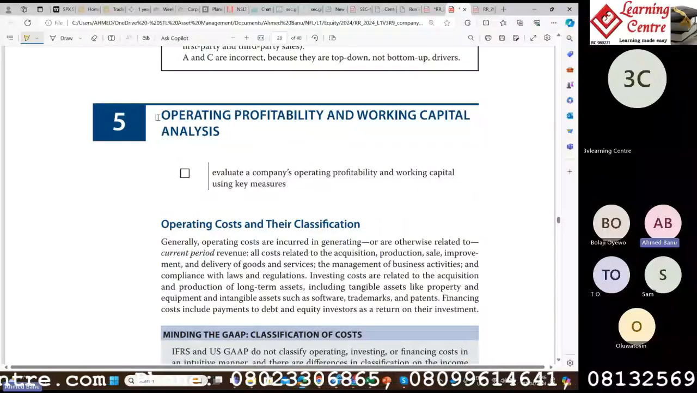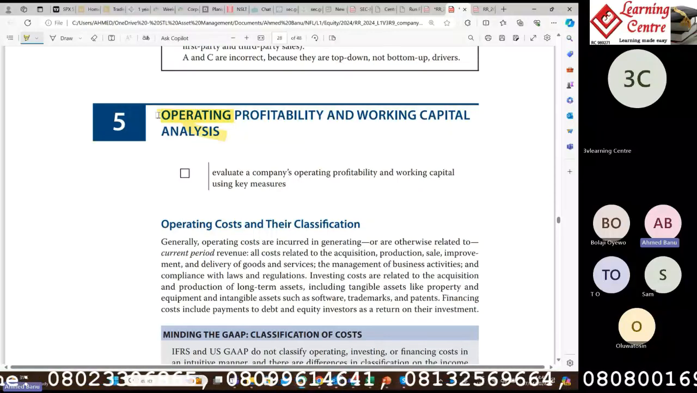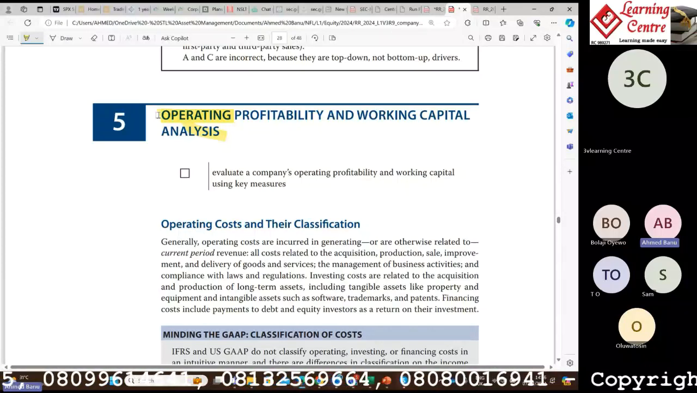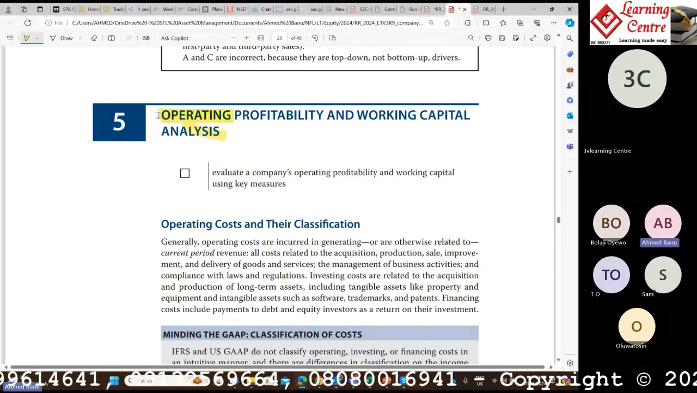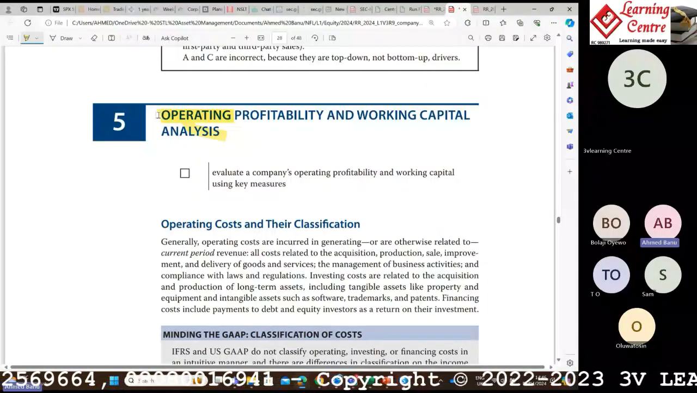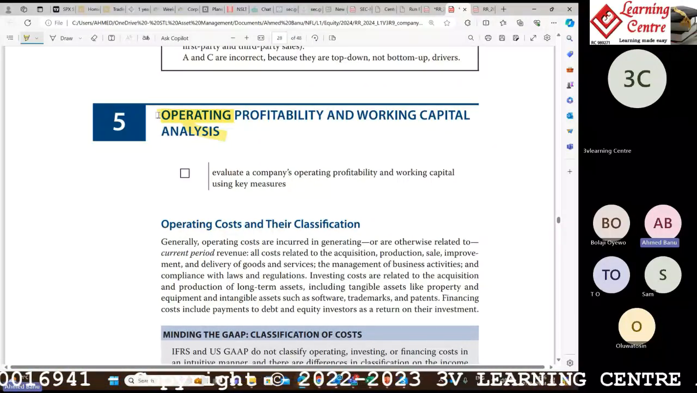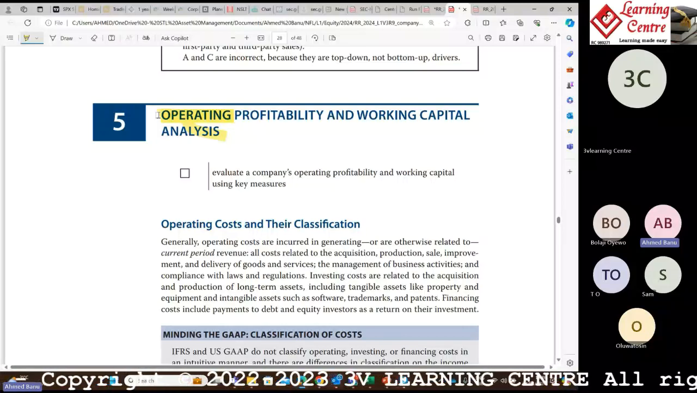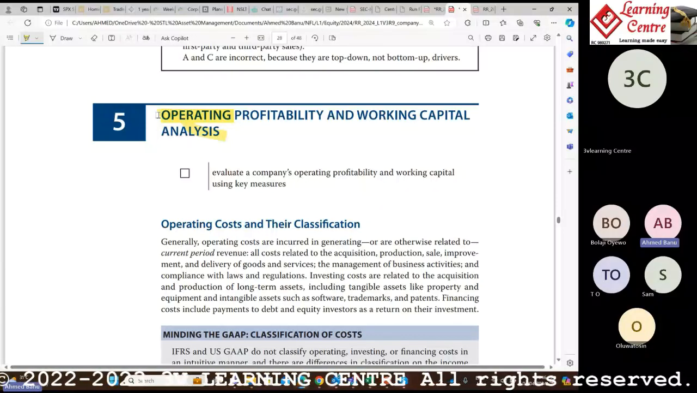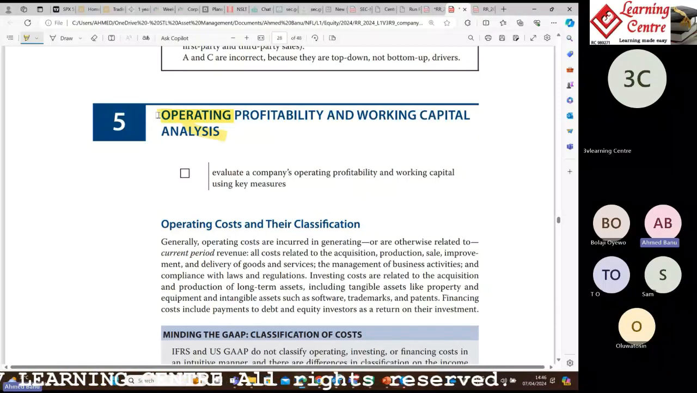Now, let's move to operating profitability and working capital analysis. So we have done the business model. We have looked at how the company's revenue trends are, and what is driving the revenue in terms of volume and price. We looked at what the volume drivers are, what the price drivers are, and how that links to your revenue. We've done those two. Now we're looking at operating profit and working capital.